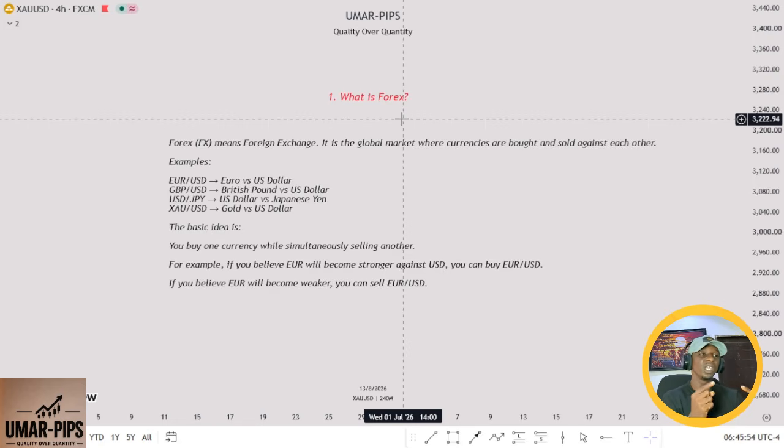Now, for example, you see, they start bringing some important word, believe. If you believe euro will become strong against USD, you can buy EUR/USD. And if you believe euro will become weaker, what will you do? You will sell. Once you sell EUR/USD, you want the euro price to go down. Understand? So that is what forex is, and that is how forex trading works.